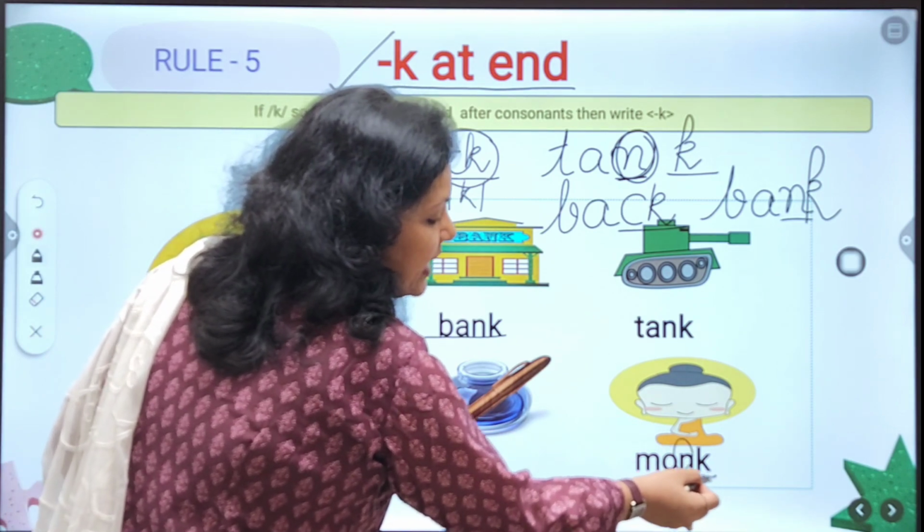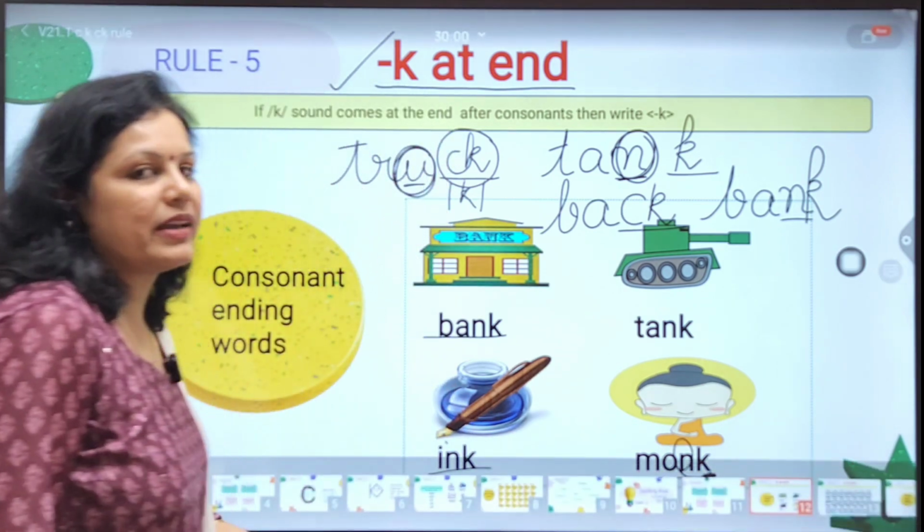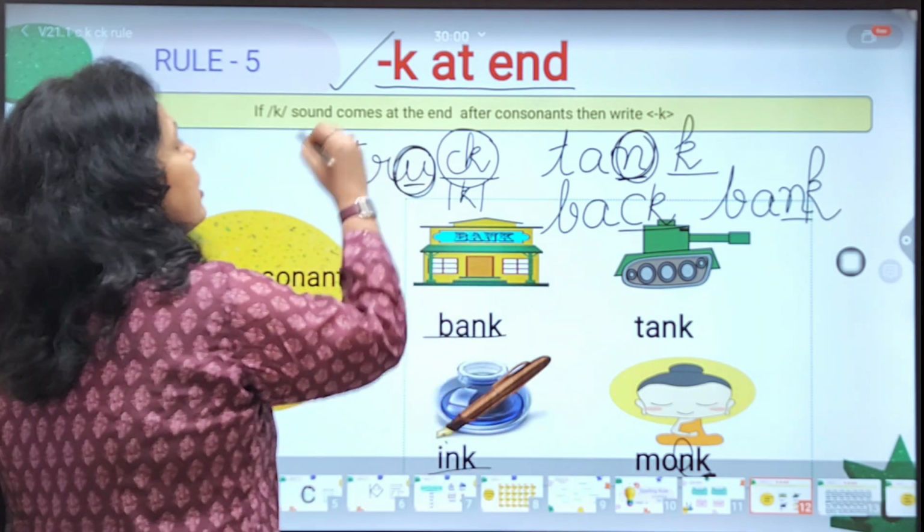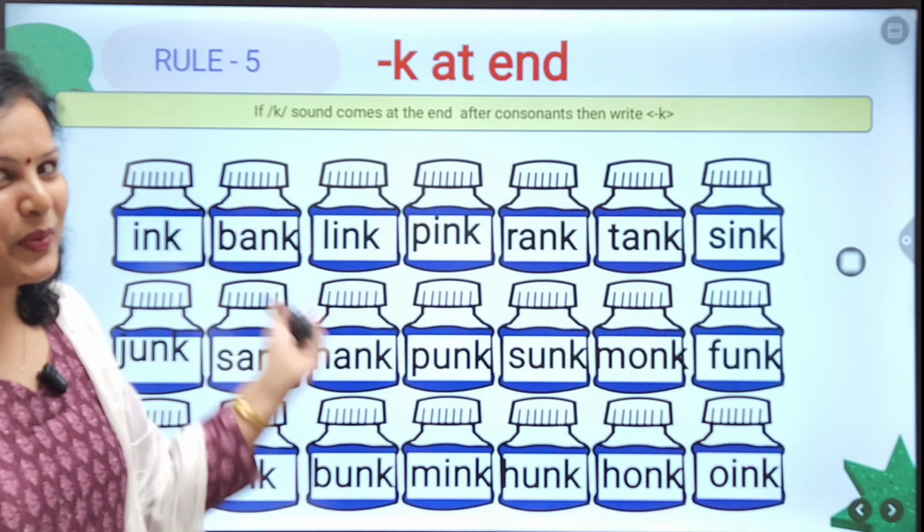And why is only K there at the end? Because it is followed by the letter N, which is a consonant. So first give the rule and then give them the words.